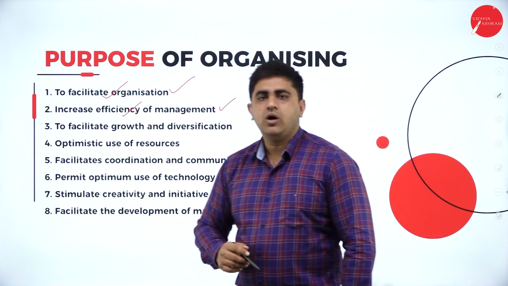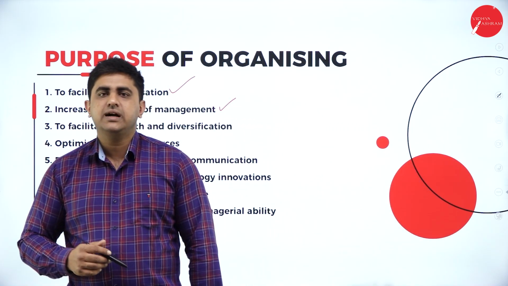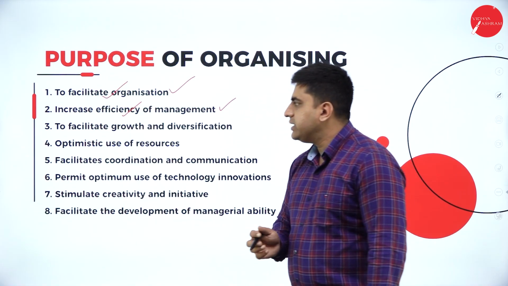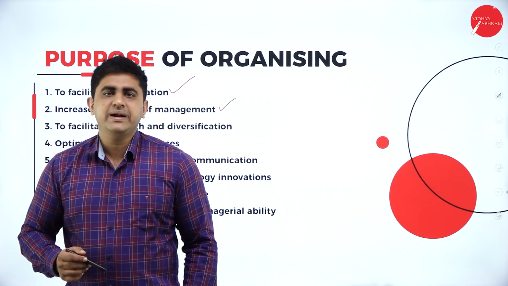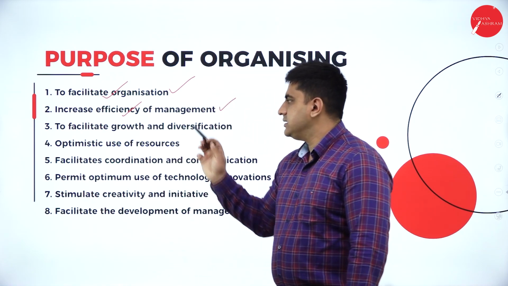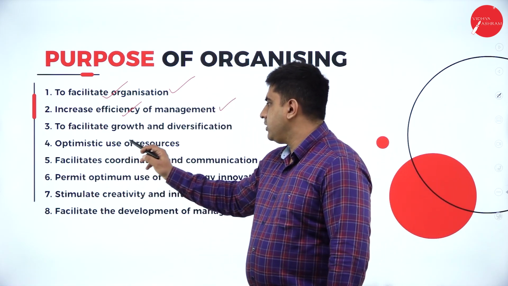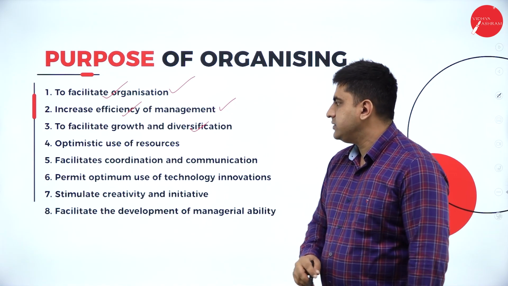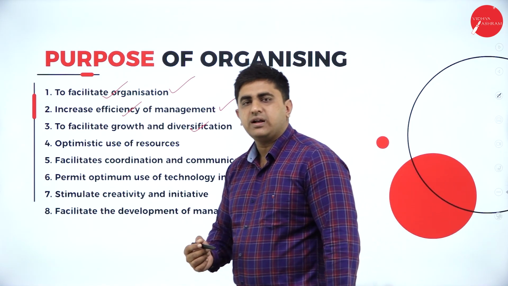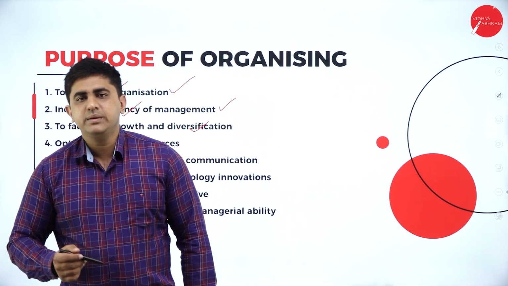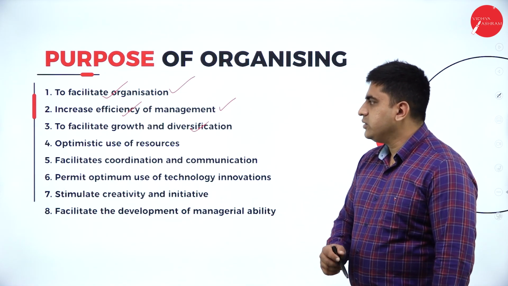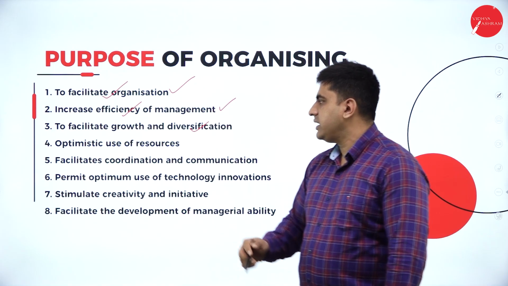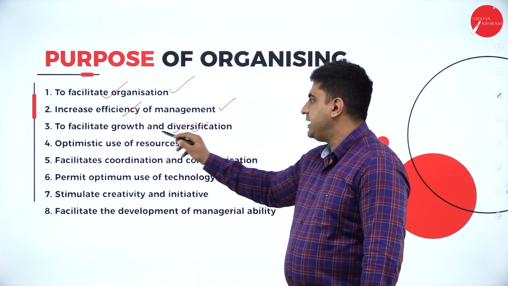That is, there is optimum utilization of resources. That is, raw materials is not wasted, time is not wasted. At the same time, you are coming out with maximum and quality output. This is efficiency. To facilitate growth and diversification, what is the meaning of this? Suppose you are organizing well, you are coming out with good quality products and you are making a lot of profit. Now what you can do, you can start other branches of your organization. You can diversify and grow.